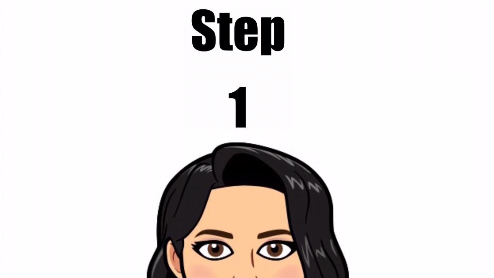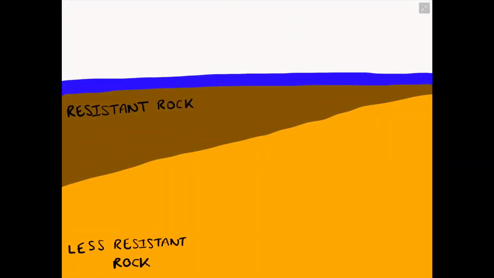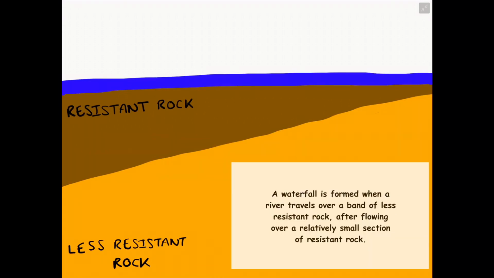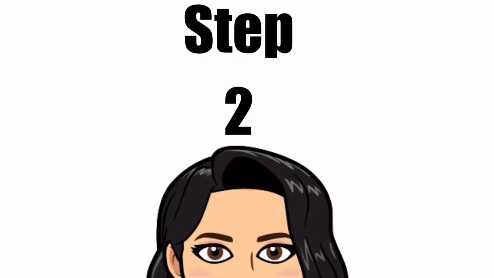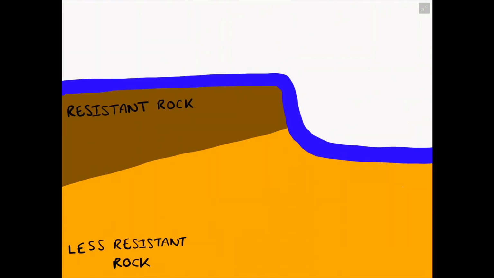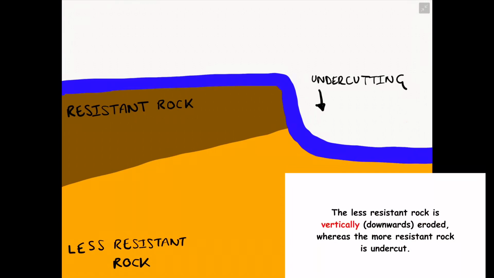Step one in the formation of a waterfall is when we have a river which has just travelled over a band of less resistant rock after flowing over a relatively small section of resistant rock. Step two is when the less resistant rock over time has been vertically eroded. That means downwards erosion has taken place, where the water has eroded in a vertical movement, whereas the more resistant rock is actually undercut very slightly by the water.